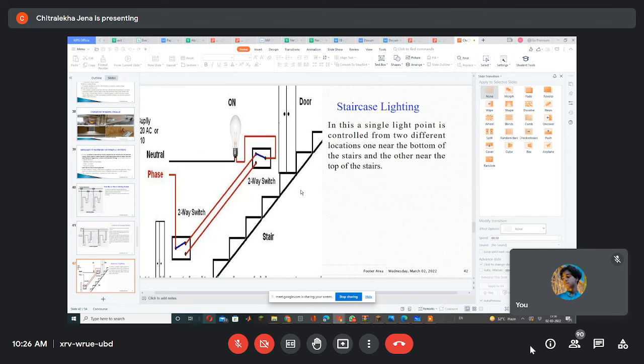Another one is staircase lighting. Staircase lighting also, you will see. This one I will give you as an active assignment and you will tell me.